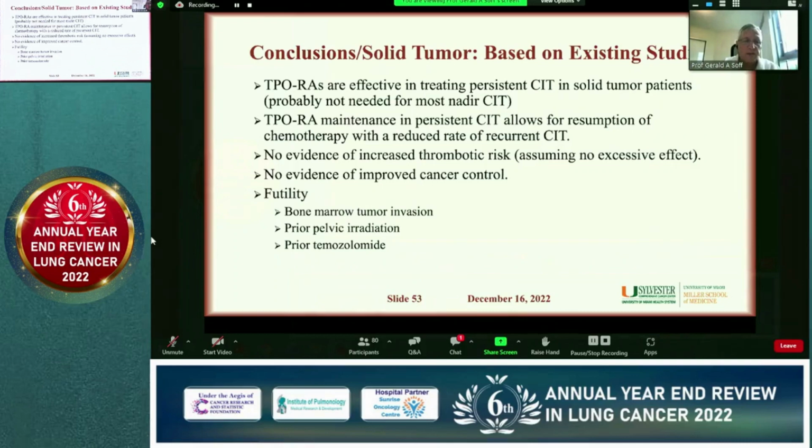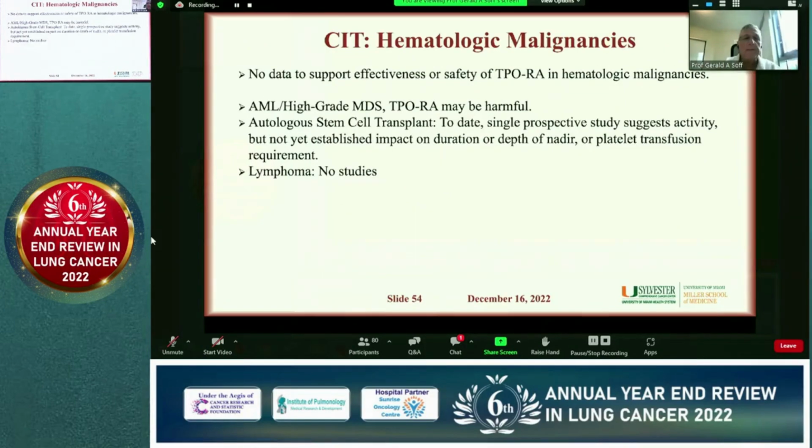And for futility, bone marrow invasion, particularly sufficient to see cortical bone changes, pelvic radiation, and paratenozoa. In heme malignancies, there's really no evidence to support it. I would say particularly AML and high-risk MDS, they may be harmful. In autologous stem cell transplant for lymphoproliferative neoplasm, it may be a benefit, but the data and the study design are not yet there. And lymphoma is simply too hard to parse the data to draw any conclusion.